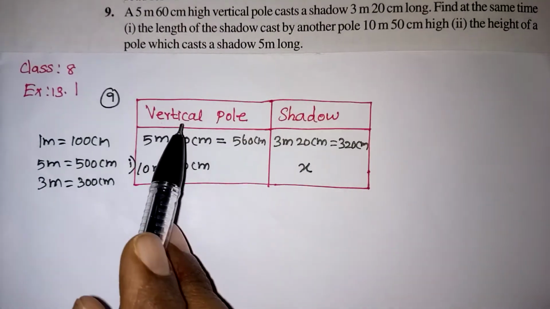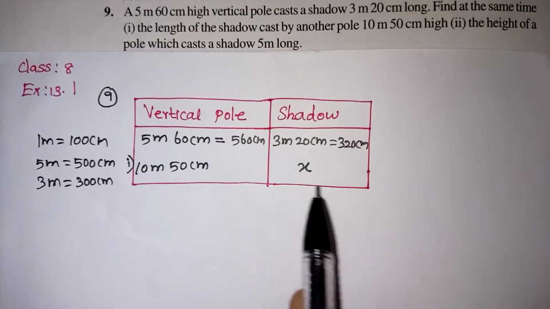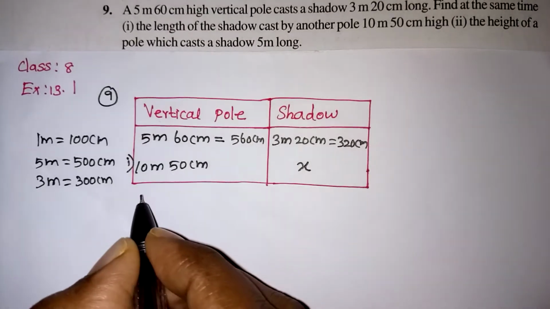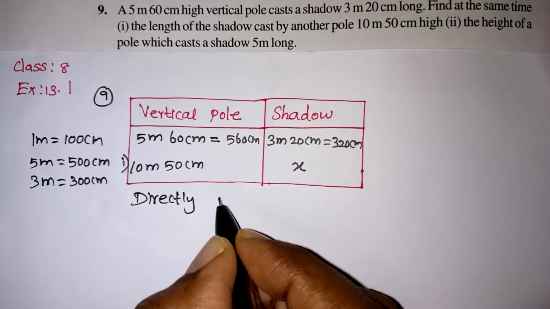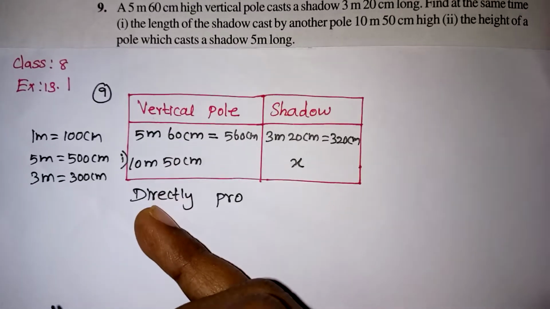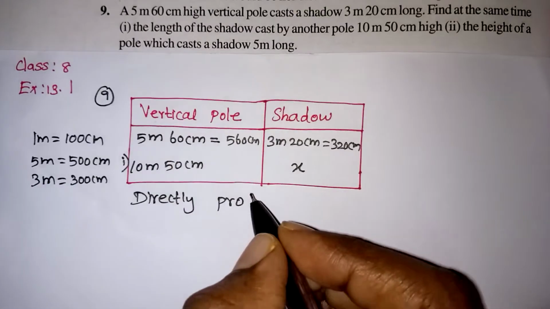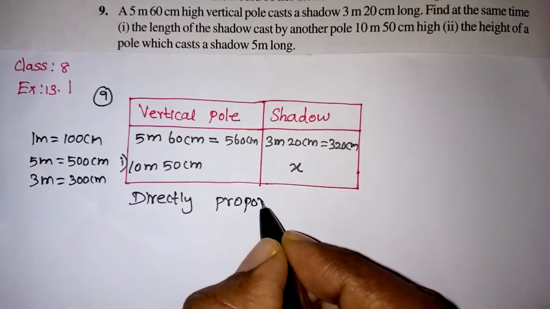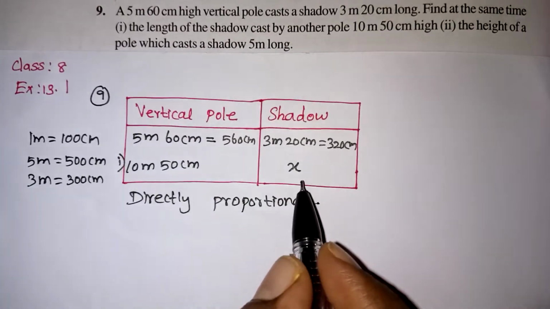Now when the vertical pole is high, then the shadow also will be long. So this is a direct variation. So we can say that they are directly proportional, because when the vertical pole is short, the shadow also will be short. When it is long, the shadow also will be long. Both are increasing at the same time. So directly proportional, I have told you how to do. I am just telling you again.